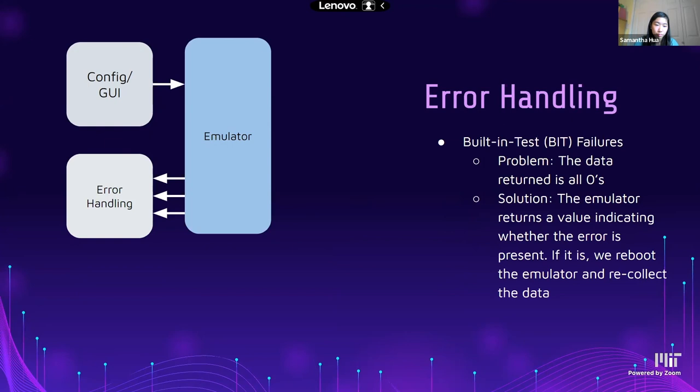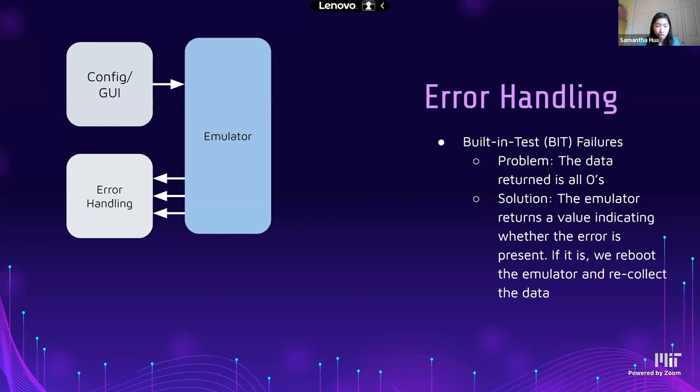The first type of error we'll talk about today is the built-in test failure, commonly known as bit failure. The problem with this error is that the emulator returns data that is all zeros, meaning that it's not recording the data properly. Our solution to this was to check a value that the emulator returns, which indicates whether or not the error is present. If we detected that the error was present, we rebooted the emulator and recollected the data in hopes that the error would not reoccur and that the data would be useful for our imaging purposes.